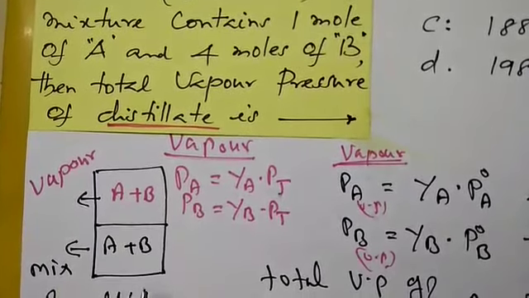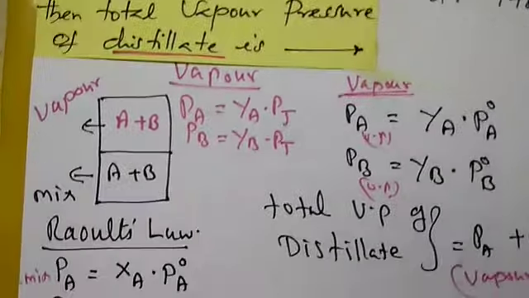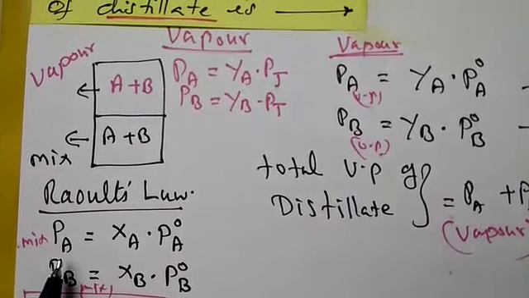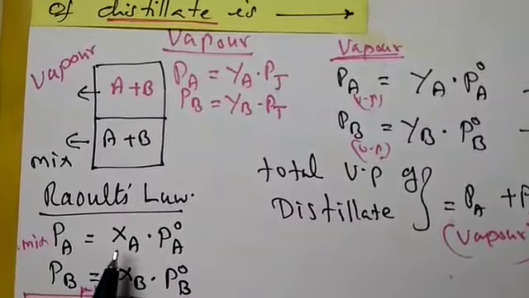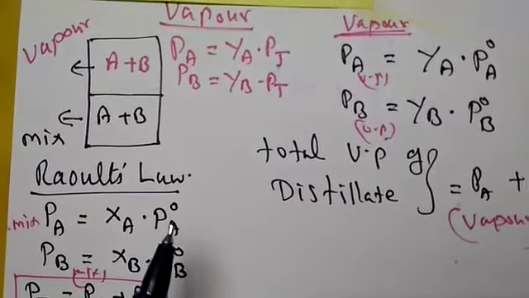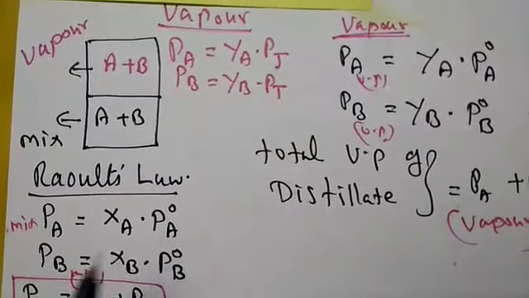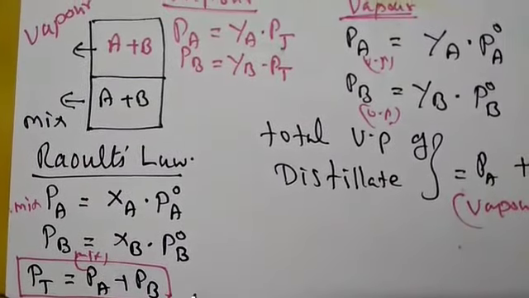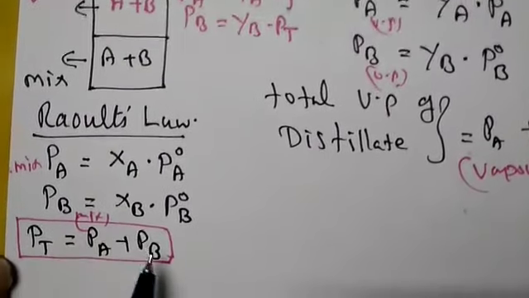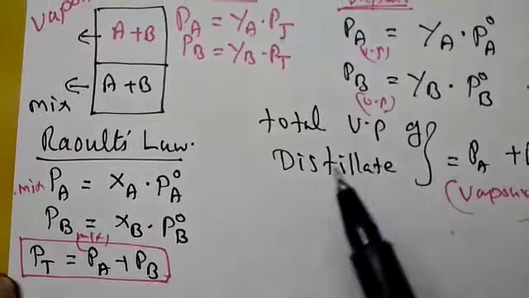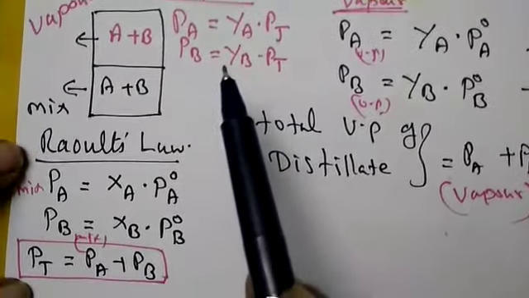Now in the liquid state, according to Raoult's law, PA, the pressure of component A in the mixture, is equal to the mole fraction of A into the vapor pressure of the pure solvent. Same thing for the B component. This you have to calculate first. On adding these two, you get the total pressure of the mixture. This is the first part.